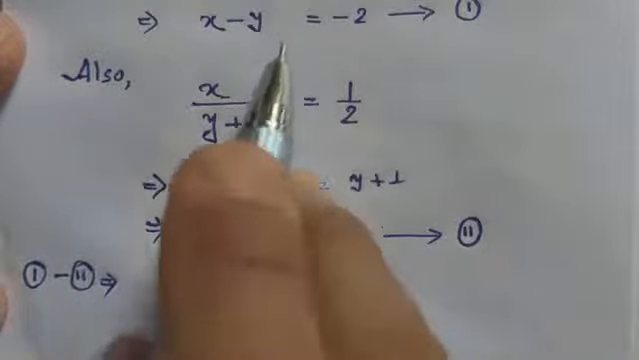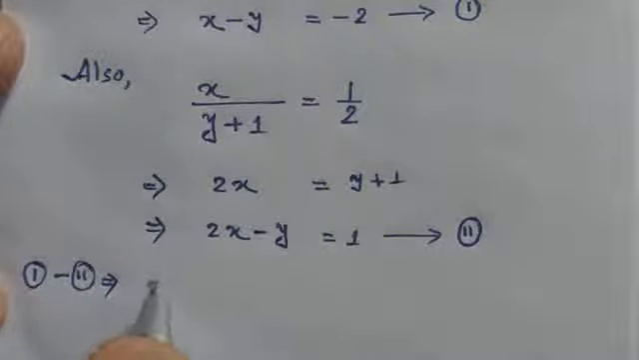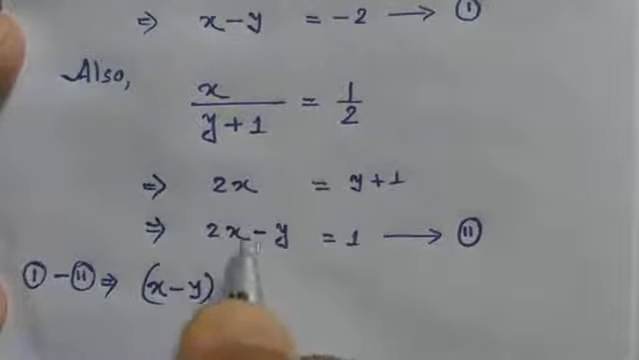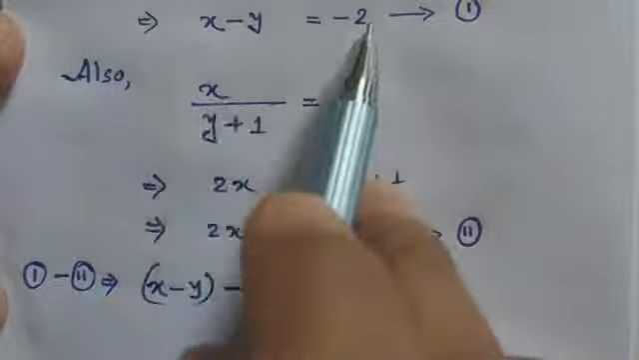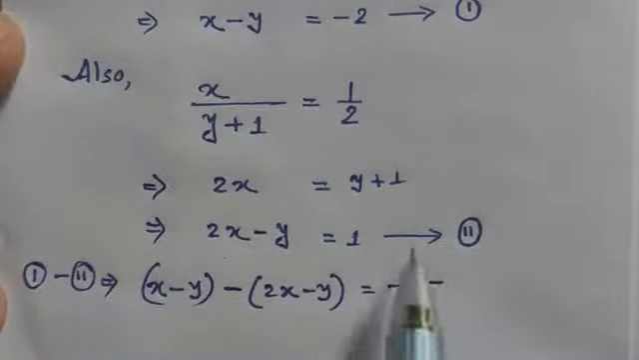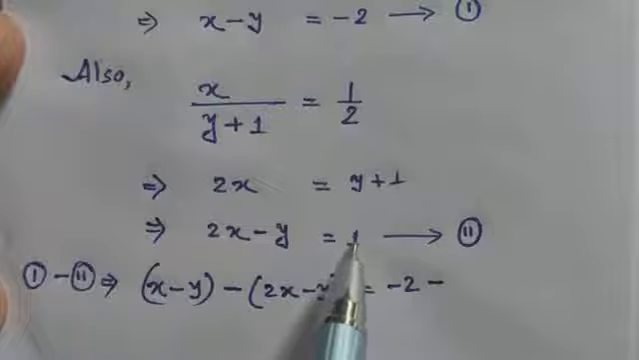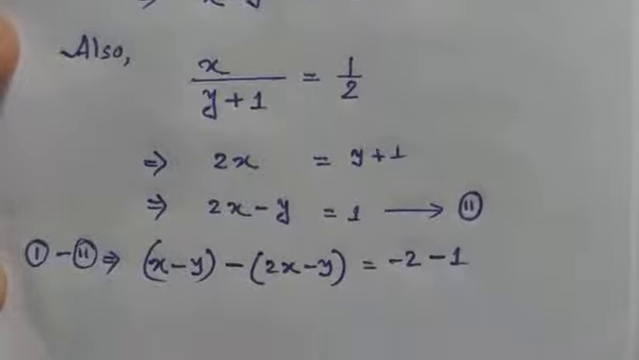How to do it? Left hand side part of equation 1 minus right hand side part of equation 1. That means x minus y, the left hand side part, minus the left hand side part of equation 2, which is twice x minus y, is equals to, now the right hand side part of equation 1 is minus 2, and we need to subtract the right hand side part of equation 2, which is 1. Okay, left hand side part minus left hand side part, and right hand side part minus right hand side part.